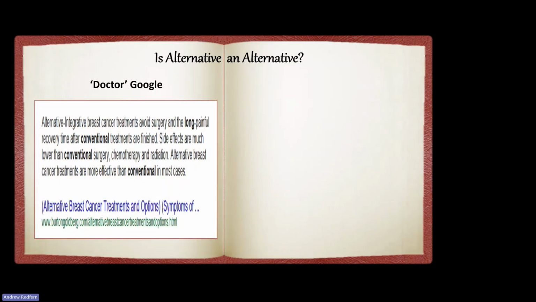And is an alternative an alternative? There is a little bit of research looking globally at people who said, I'm going with an alternative route rather than conventional. This is a statement. If you Google alternative breast cancer treatments, this is the first link: alternative integrative breast cancer treatments avoid surgery and long painful recovery time after conventional treatments. This is early breast cancer. Side effects are lower than conventional surgery, chemo, and radiation. Not aware of any alternative treatments shown to substitute for good local treatment, and alternative treatments are more effective than conventional in most cases.